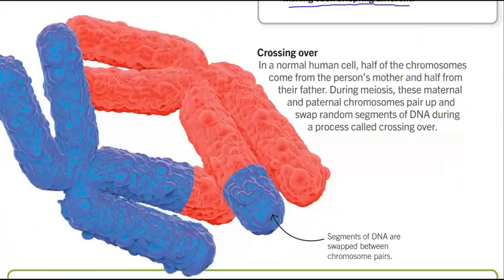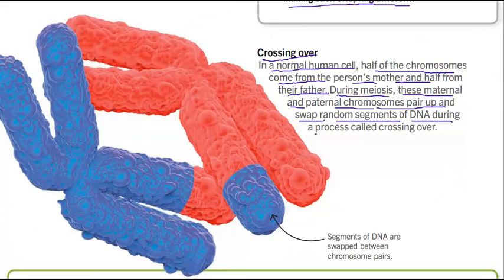Crossing over. In a normal human cell, half of the chromosomes come from a person's mother and half from the father. During meiosis, these maternal and paternal chromosomes pair up and swap random segments of DNA, a process called crossing over. This is a segment of DNA swapped between chromosome pairs.